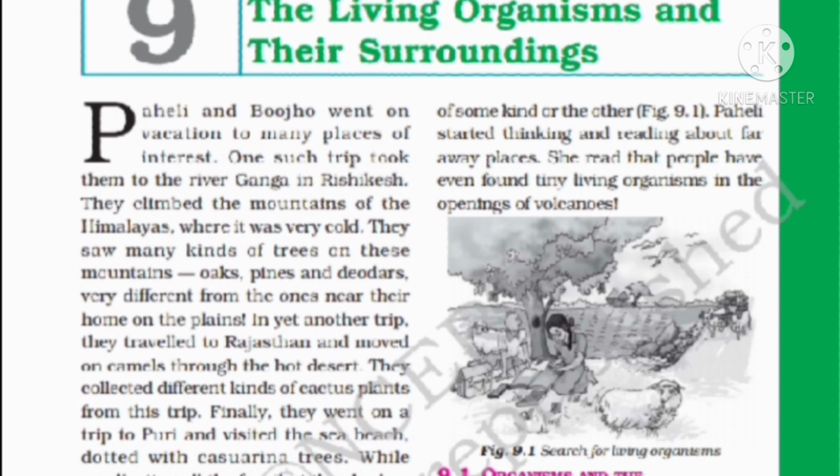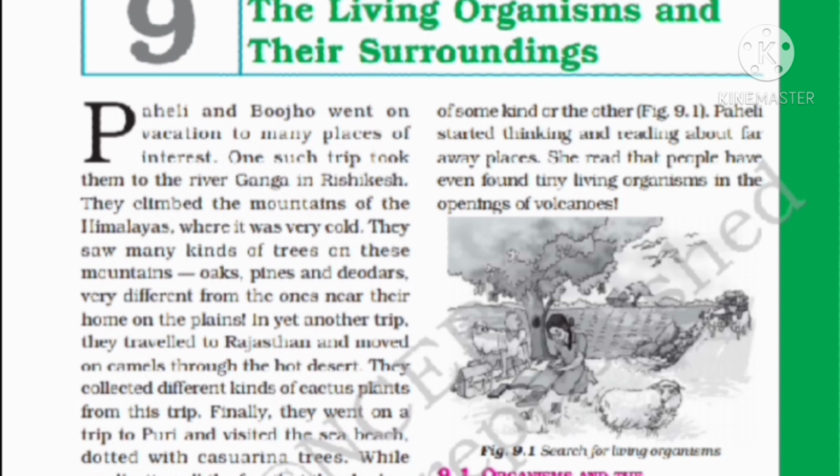They saw many kinds of trees on these mountains. What were the trees like? Oaks, pines and deodars. You can see that all these kinds of trees are conical in shape, so that whatever snowfall there is, the snow can move off very easily from their top. So they are very conical-shaped trees. This is the characteristic of the type of trees found in mountainous areas.